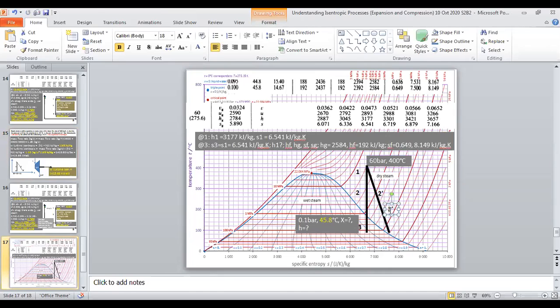2 dash is here. 3 dash can be here. It's superheated. Funny but possible if the expansion is so bad. Means it's a lot of losing of the useful energy, not turning into useful work. Yeah, so it can be like this even. Okay, this is the TS diagram.